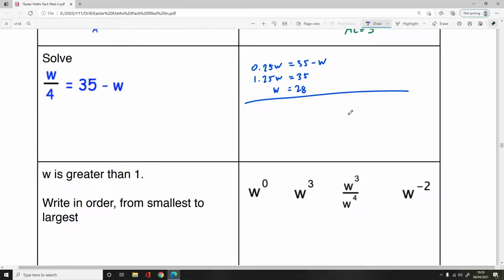But you might prefer working in fractions. In that case, the first thing I would do is multiply everything by 4. This would give me w over here. This would give me 140, take away 4w, add the 4w across, divide by 5, 28. So you've got options, whatever works, works.